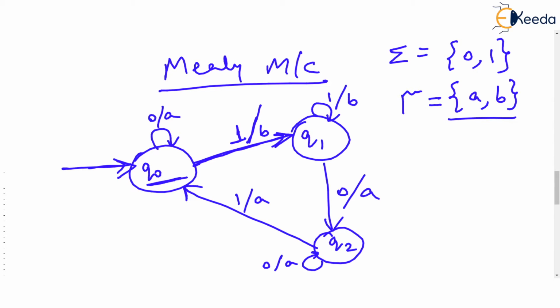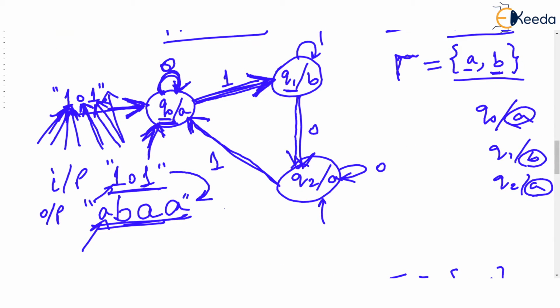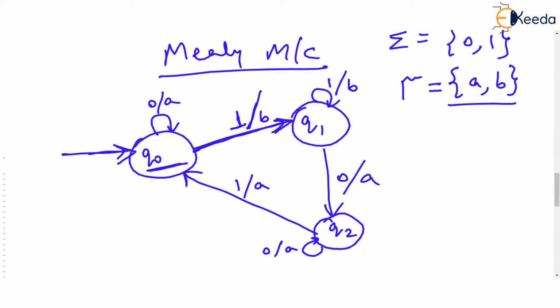That means in Moore machine only the state decides what is the output. Just ask in which state you are. Okay, I am in Q1, then output is B. In which state I am? Q2, then output is A. But in Mealy machine, the output is not decided only by the state. The output is decided by in which state you are and what is the input that state is reading.